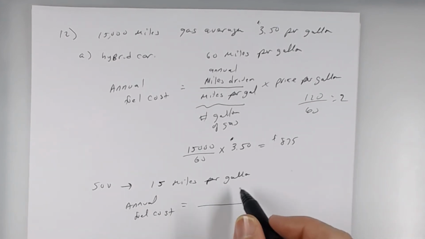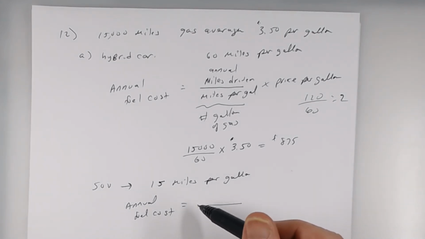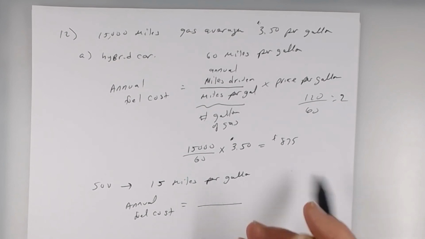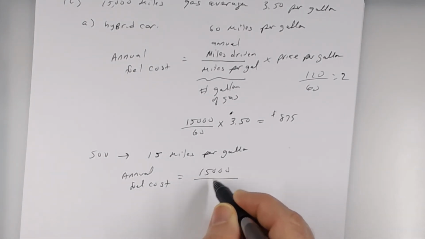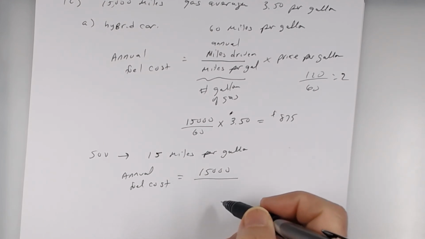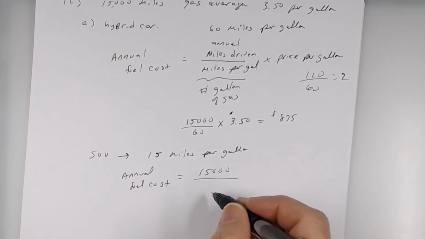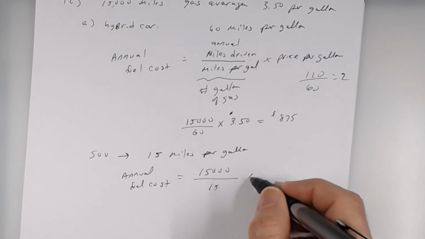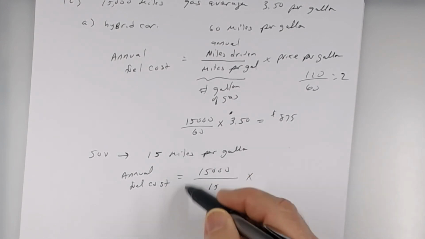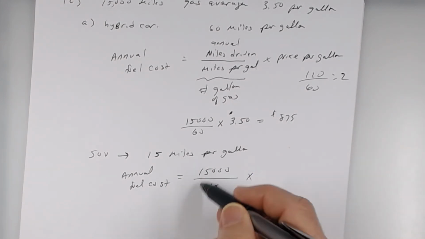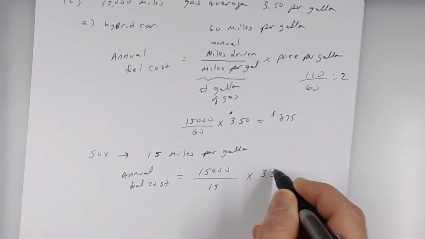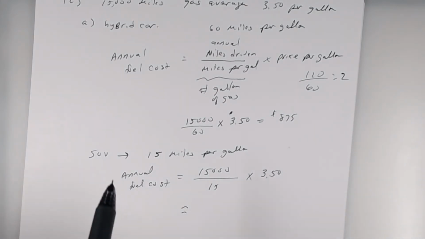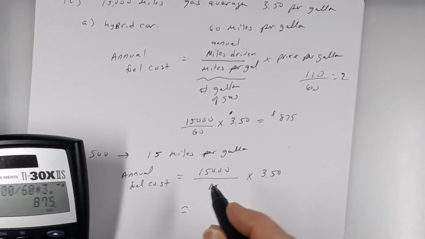Okay, so the formula says I put the miles driven in the numerator. How many miles were driven in that 1 year? 15,000. Divided by how many miles per gallon does that SUV get? 15. Remember, that's going to be the number of gallons. Each gallon will cost me how much? $3.50. So what is the cost? $3,500.